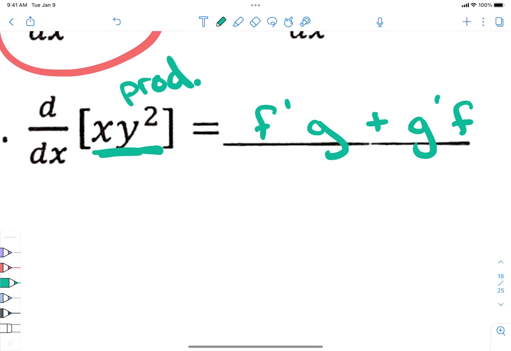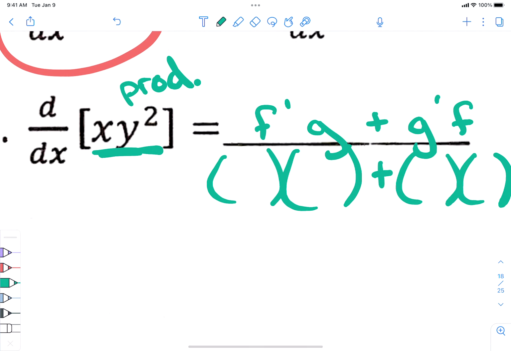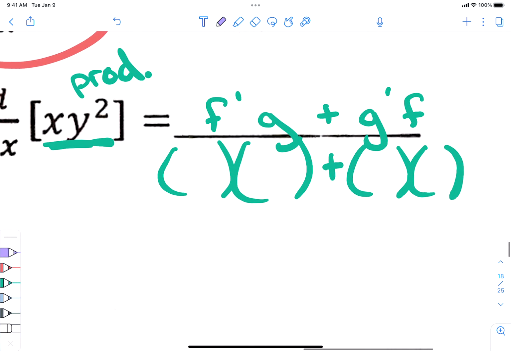Okay, and then I'm gonna write below it my little bubbles. So bubble, bubble, plus bubble, bubble. Okay. All right. So in this case, what is the f part? X, and the g part is y squared, right? We separate them out like that, right? So f prime would just be 1, right? G would just be y squared. So 1 times y squared, done, right?